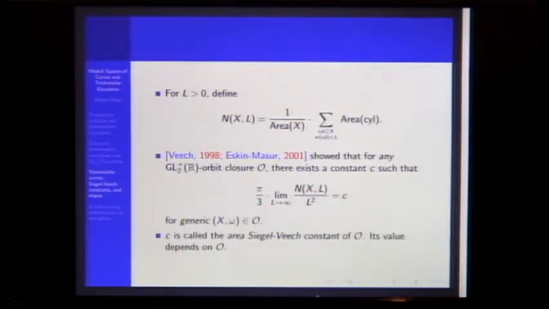And in this case, because we sum up area, for the rest of the talk I'll always refer to this number c as the area Siegel-Veech constant, sometimes as the escape area, this Siegel-Veech constant coming from this guy. However, if you take a different orbit closure, then the values might change. So it depends on the orbit closure, but does not depend on which generic point you take from the orbit closure.